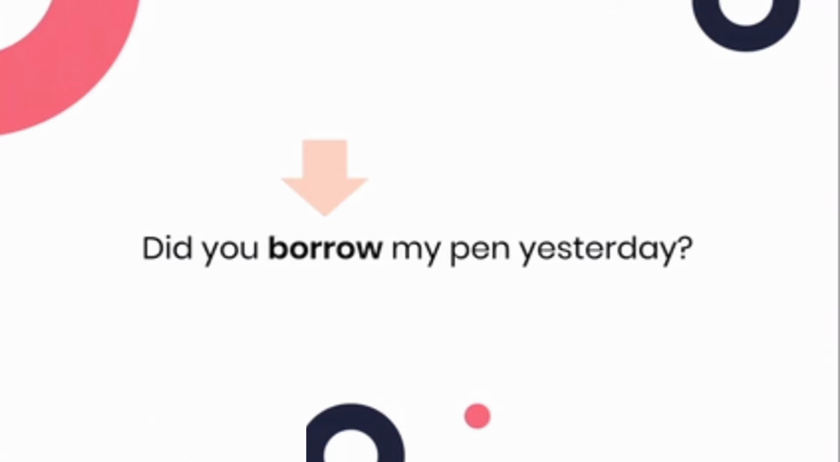Great, now say it with me. Did you borrow my pen yesterday? Can you see how stress can change the entire meaning of a sentence? That's why it's extremely important to be aware of where you place stress or emphasis in a sentence.